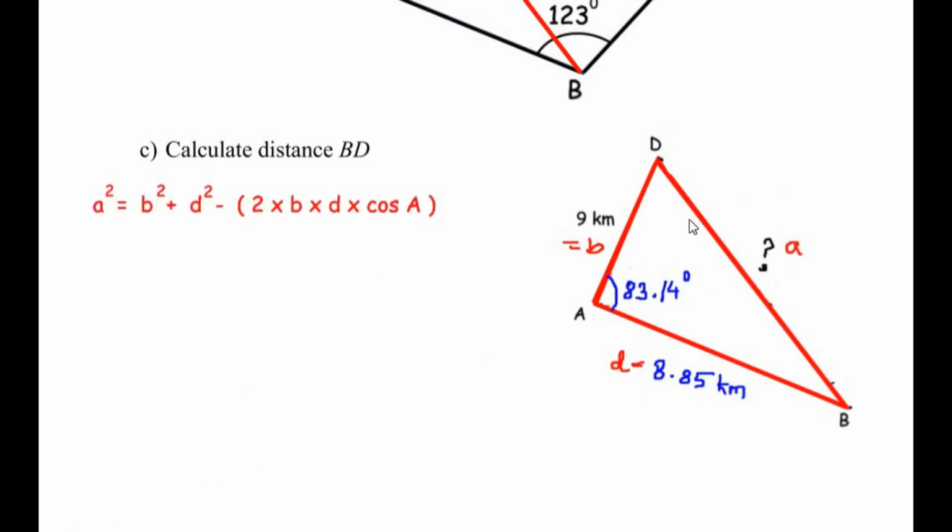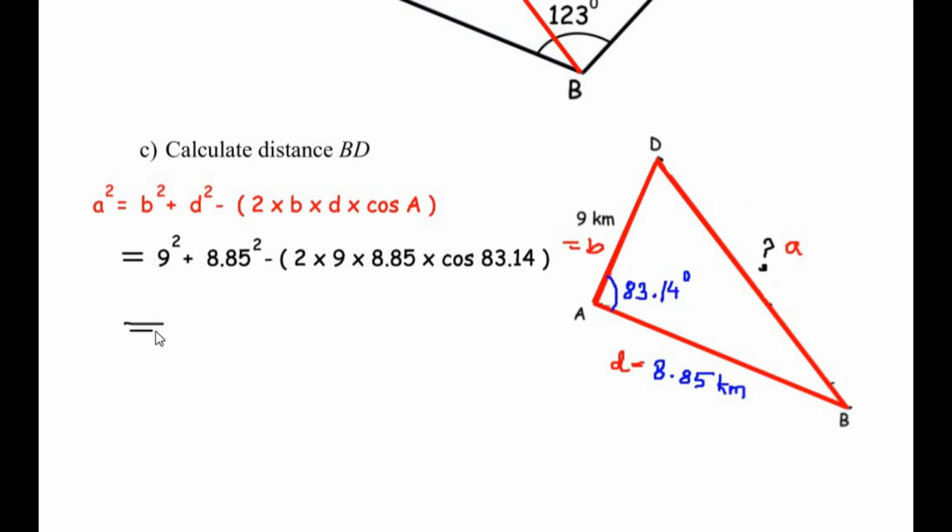Now here since we have to find the side A, that is BD, I have written the cosine rule starting with A square is equal to, now square of the other two sides, that is B square plus D square minus 2 times B times D times the angle opposite to side A, that is side BD, is angle A. So cos A. So let us start by plugging the values. So B is 9 kilometers. So B square is 9 square plus D is 8.85. So 8.85 square minus 2 times B is 9 times D is 8.85 times cos of 83.14 degree.